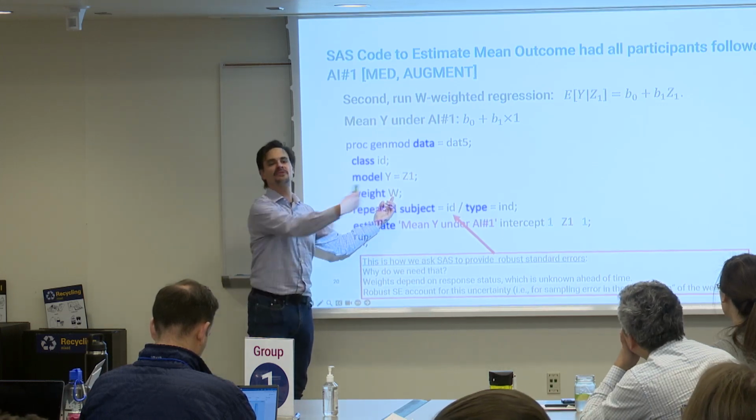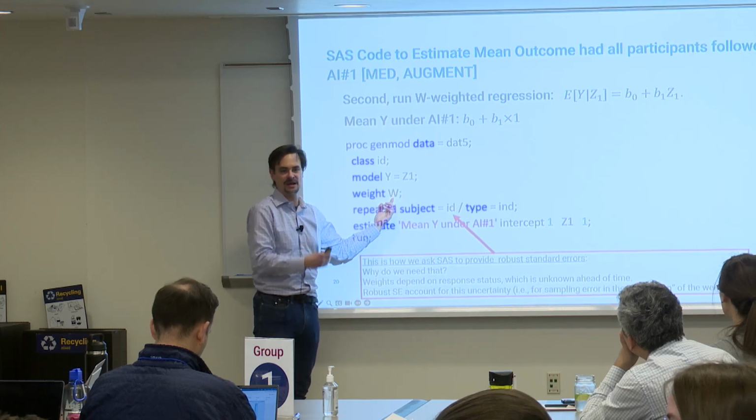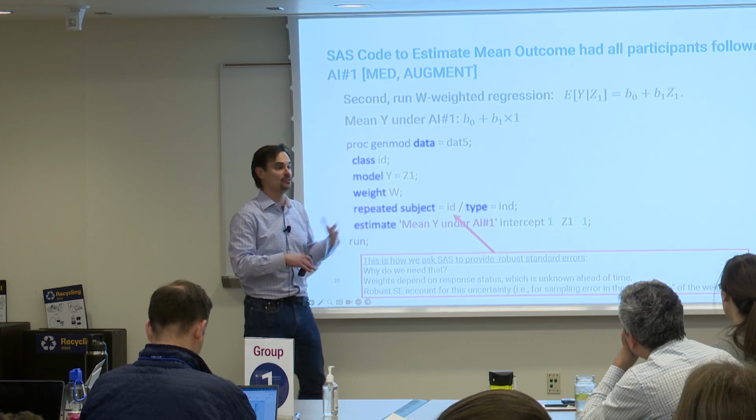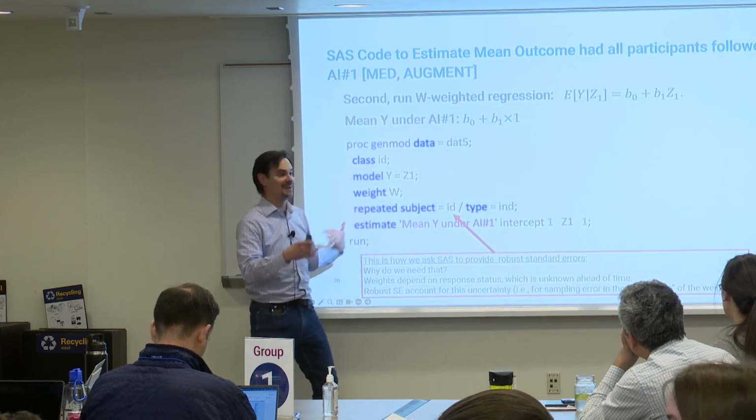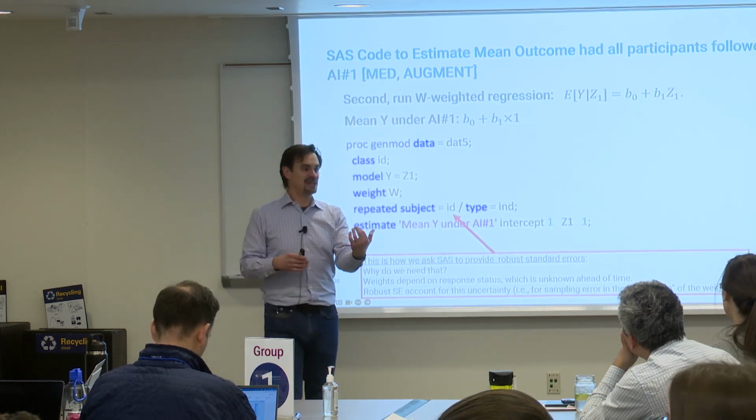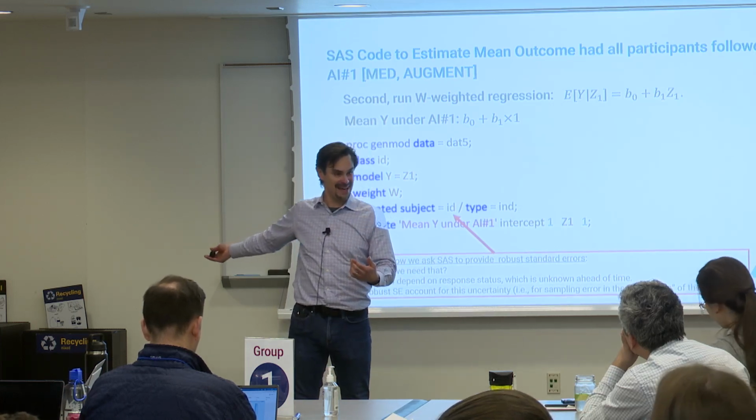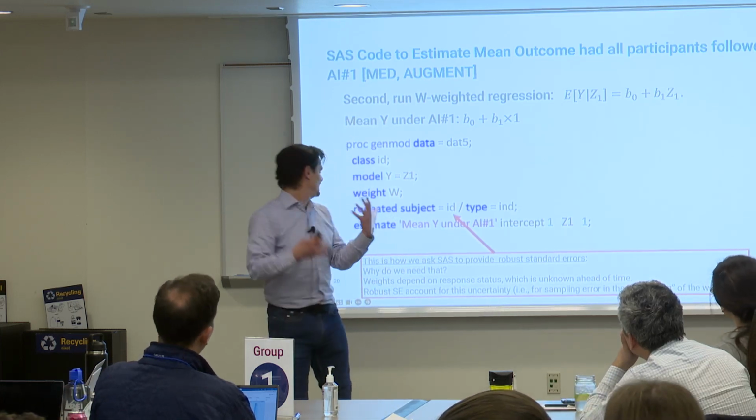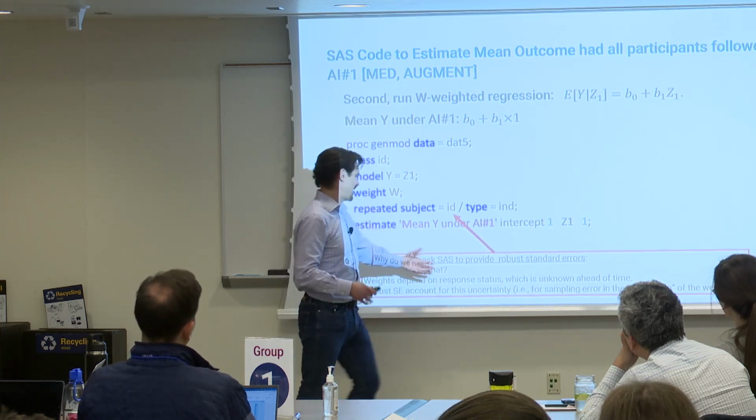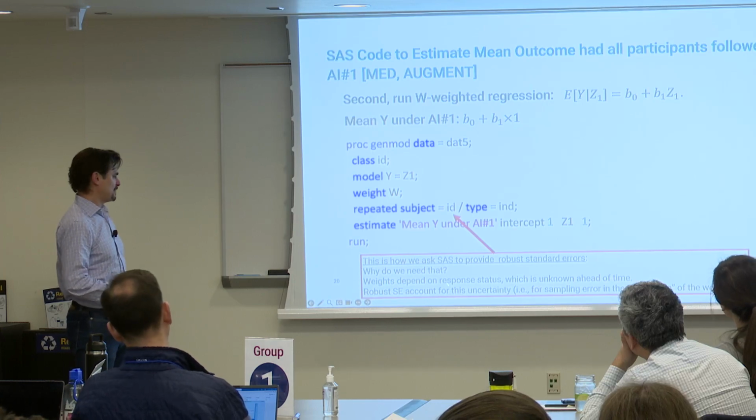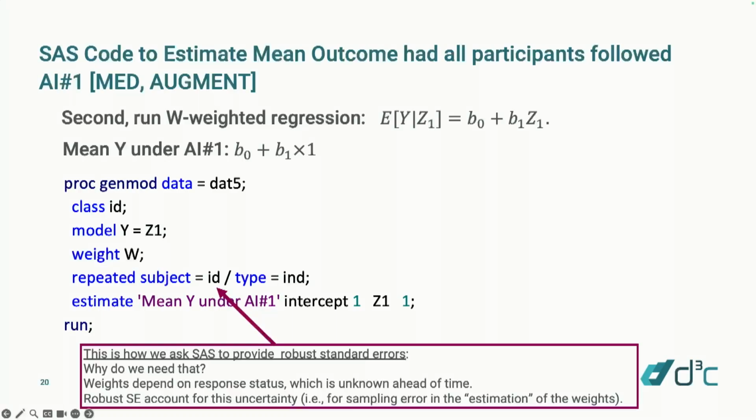W is a random variable. It's not a fixed number. You know what I mean? It's got a distribution, and that distribution is a function of whether I became a responder or not. Because being a responder or non-responder could have been impacted by BMOD versus MED, I can't just get typical standard errors. I have to ask for robust standard errors. Okay? So the weights depend on response status, which is unknown ahead of time. That's just a way of saying it's a random variable.